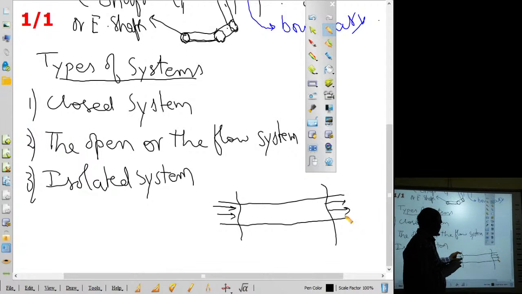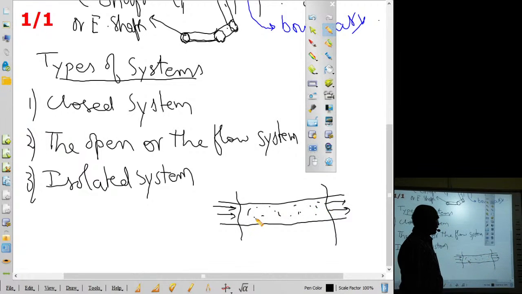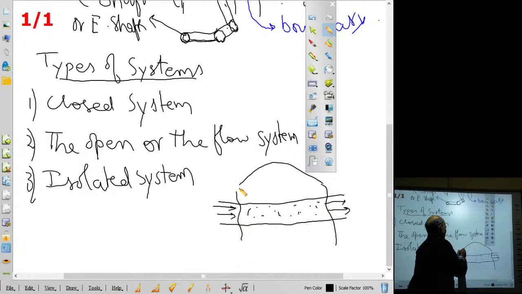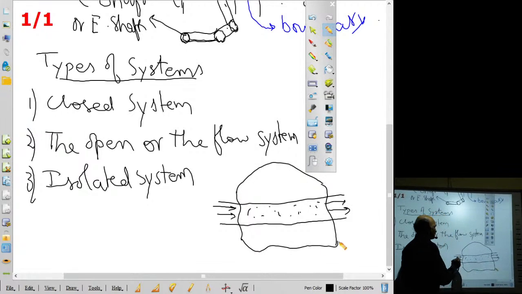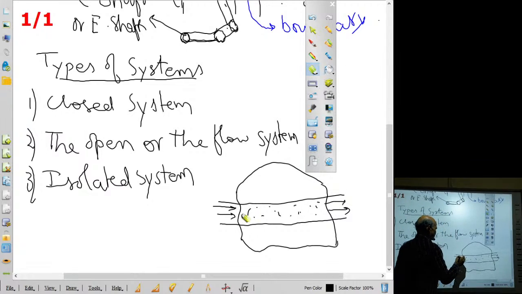That is why here you can see the boundary is open. Because the boundary is open, flow is taking place. That is why the gas that we are having inside this boundary is called the flow system. Because the boundary is now open at 2 points. So if you want to see that open properly, it is like this.